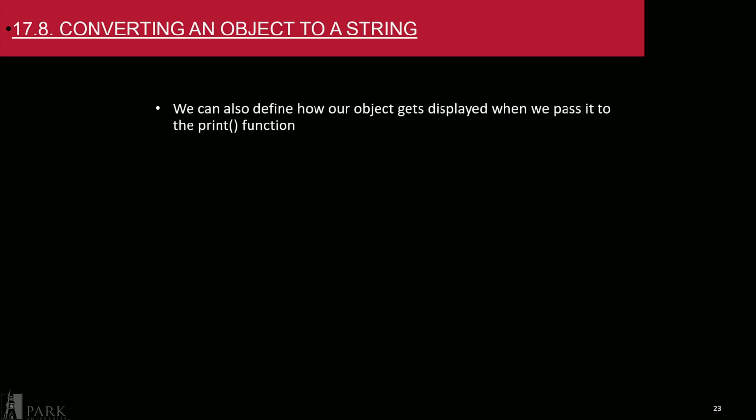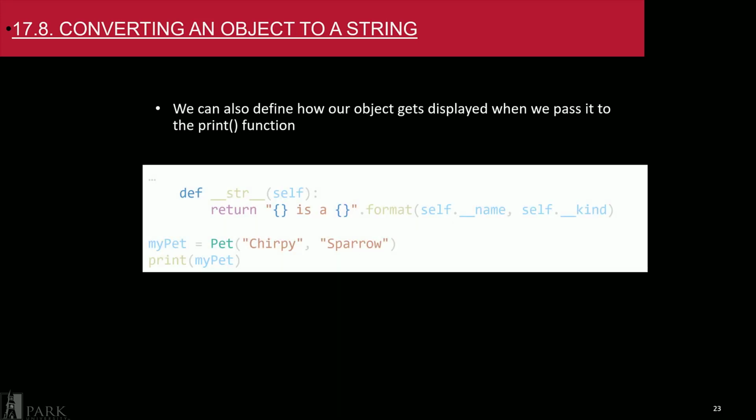We can also create a special method that allows us to tell the print function how it should print out our objects when we pass it in. And we do that with a special method called the string method, which is a dunder method, as you can see by the double underscore. So we define our double underscore string method, and we pass in a reference to ourselves, and we return whatever string we want printed when it is passed into a print method.